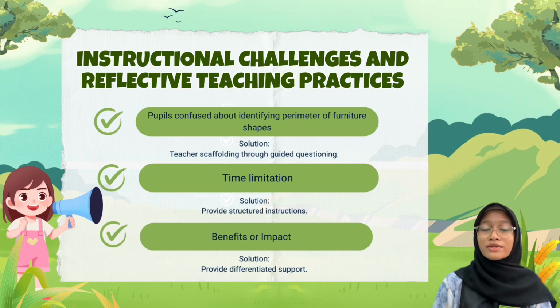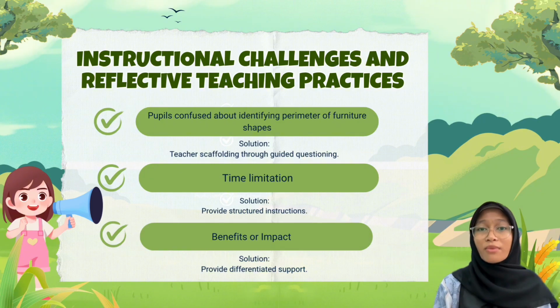Next, we move to the instructional challenges and reflective teaching practices in this lesson. The first challenge is that some pupils may be confused in identifying the perimeter of furniture shapes. To address this, the teacher provides scaffolding through guided questioning, such as asking pupils which sides form the boundary and how to add the lengths correctly.